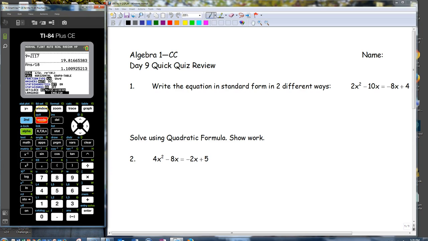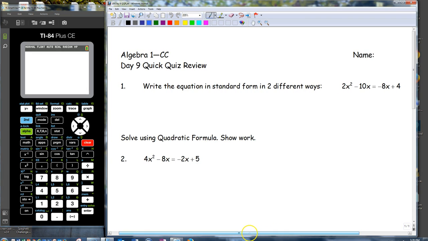Hello, Algebra 1. So what we're going to be doing today is a quick quiz review to help prepare you for your quiz that you're going to take. So just a couple of problems that should give you some extra practice before you'll be taking your quiz. So make sure your calculators are out because we will need them.